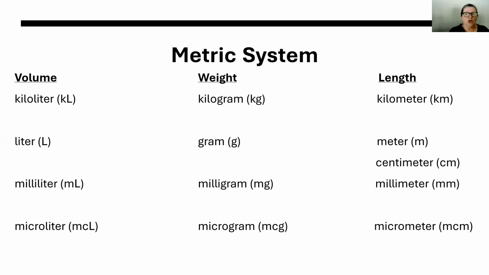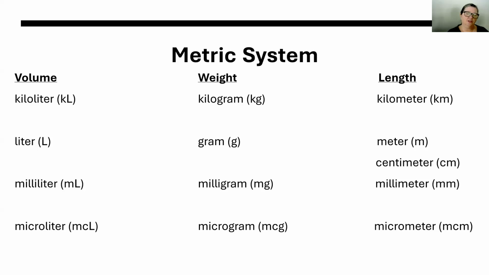Everything below that basic unit on this chart is a portion of that basic unit, or a fraction of it. So milli, M-I-L-L-I, means 1/1000th. If you have a milliliter, it's 1/1000th of a liter. A milligram is 1/1000th of a gram. And yes, I'm saying thousandth. A millimeter is 1/1000th of a meter.